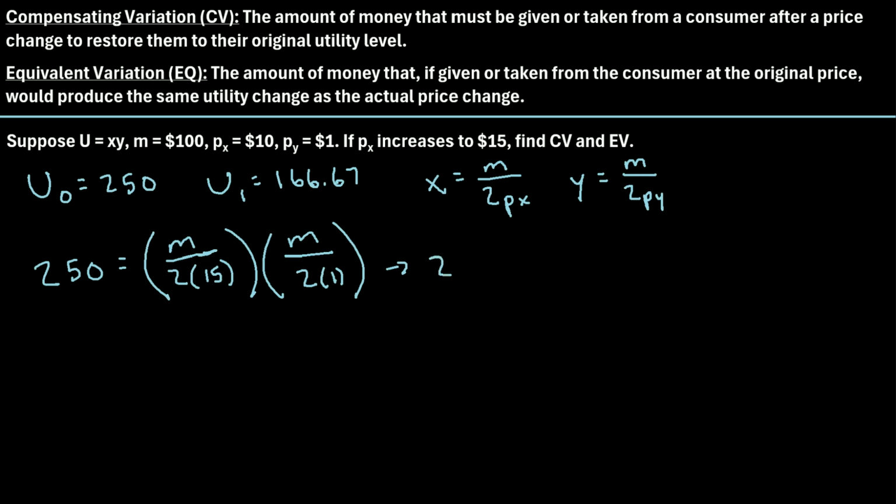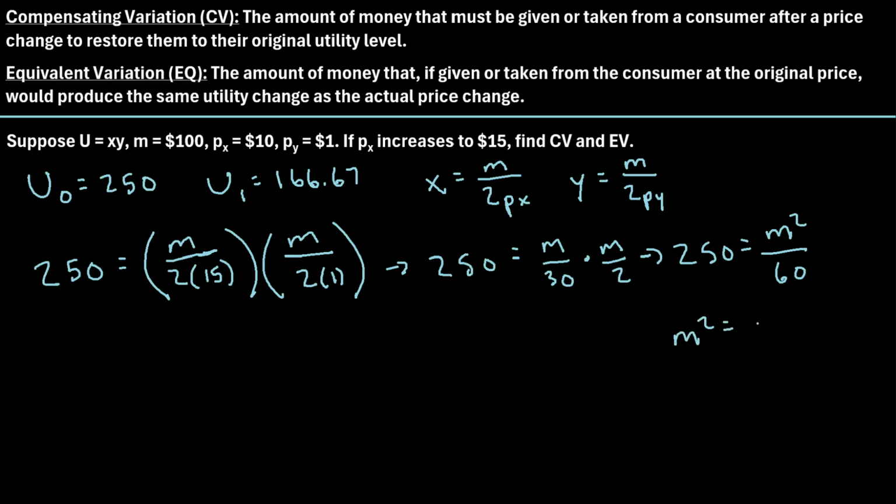So let's do that. So we get 250 is equal to, here we have m divided by, this will be 30, times m divided by 2. So then we'll get 250 is equal to m squared over 60, so 30 times 2 is 60. To solve for m, we can multiply both sides by 60. So we'll find that m squared is going to be equal to 250 times 60, that's 15,000. And to solve for m, we'll take the square root of both sides, and we'll find that m is equal to the square root of 15,000, which is about 122.47. So we're saying we need this much income to achieve this original level of utility after the price change.